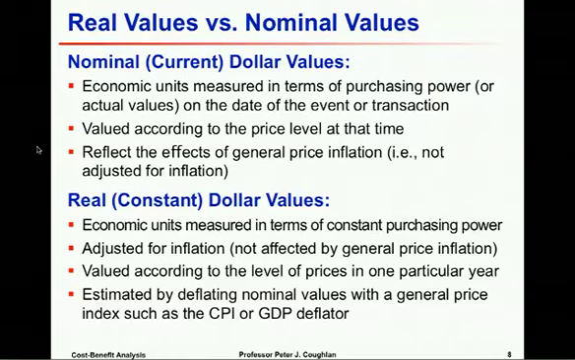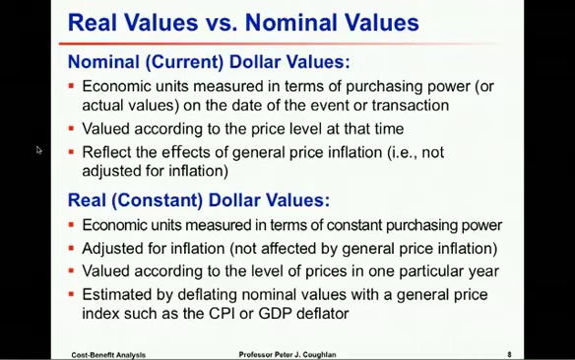To do so, let me define 2 more terms, 2 more ideas that are also defined in the OMB Circular 894. They are nominal dollars versus real dollars, or nominal dollar values versus real dollar values, or current dollar values as opposed to constant dollar values. And when we say current, we don't mean now, we mean current as of the year in which we are referencing. So nominal or current dollar values are economic units measured in terms of the purchasing power or actual values on the date of the event or transaction.